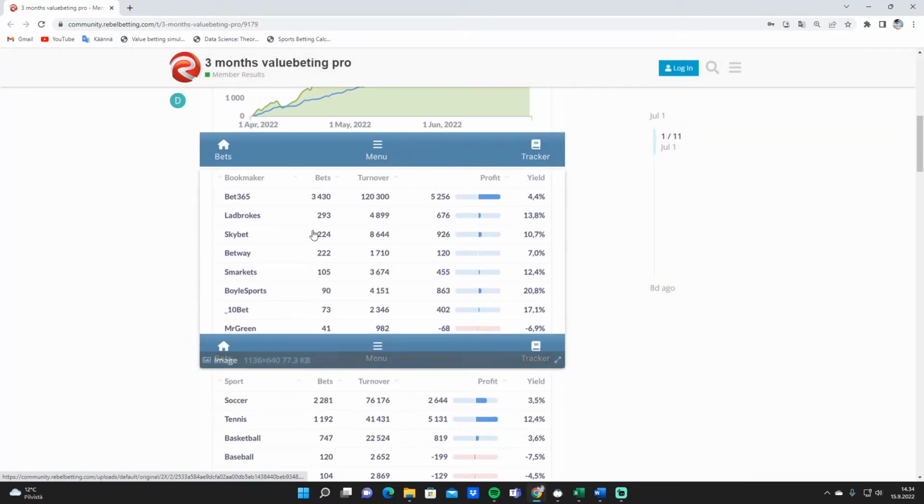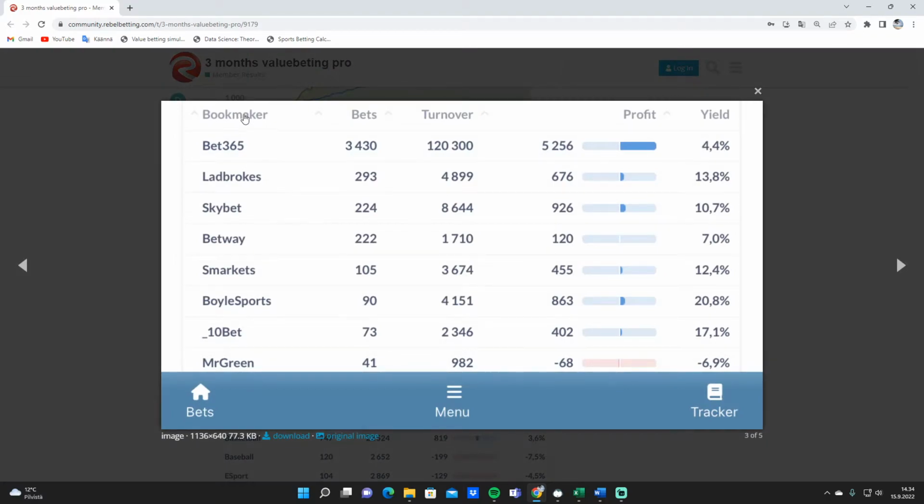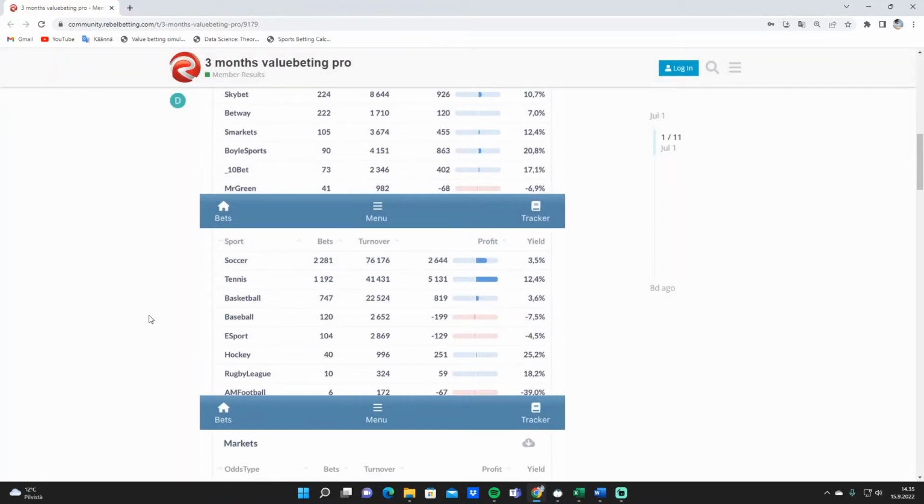Okay, this is interesting. He has the stats on every bookmaker here. But this doesn't really tell you anything, because for example, Mr. Green is the only one that he's not on profit, but only 41 bets. So if he just places 5,000 bets on Mr. Green, he would be on profit if the EV is positive on all of those bets, as they should be when you are using this system.